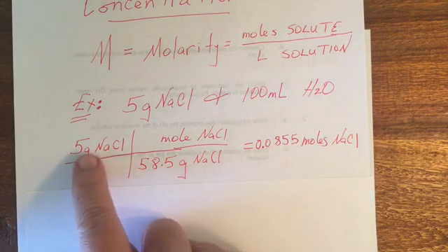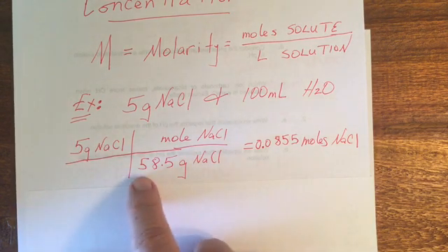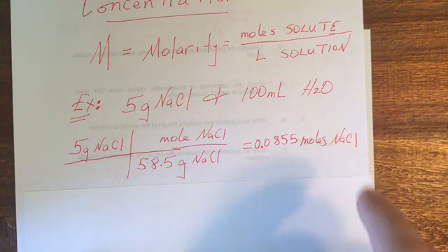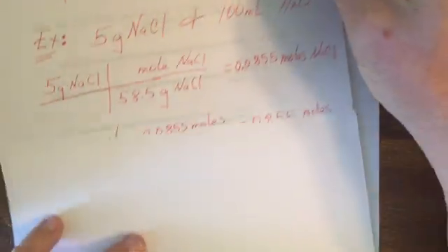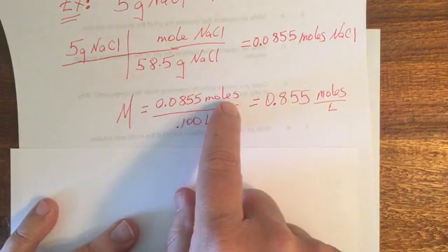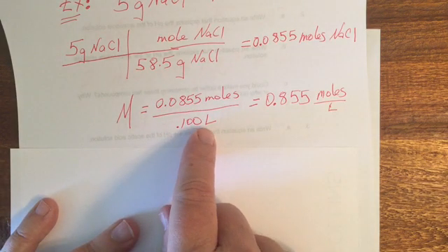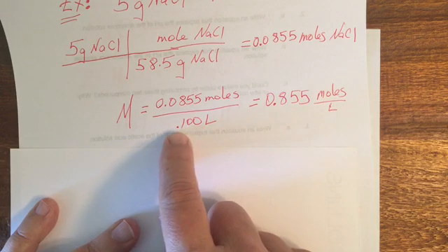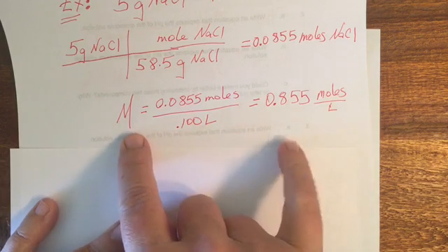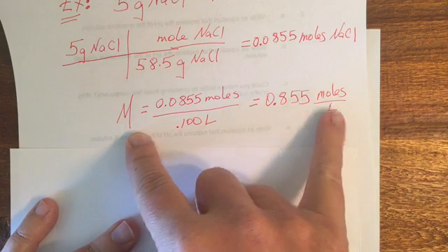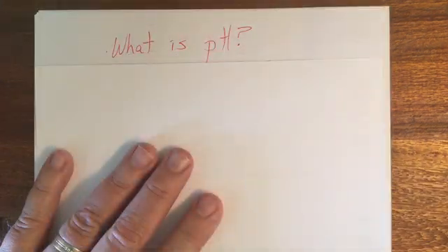When you divide 5 by 58.5, you get 0.0855 moles of sodium chloride. So the molarity, or the concentration of this solution, is the number of moles divided by the volume in liters. You can see I converted 100 milliliters simply by moving the decimal over 3 places to turn it into 0.100 liters. So it turns out the concentration of this example is 0.855 moles per liter.